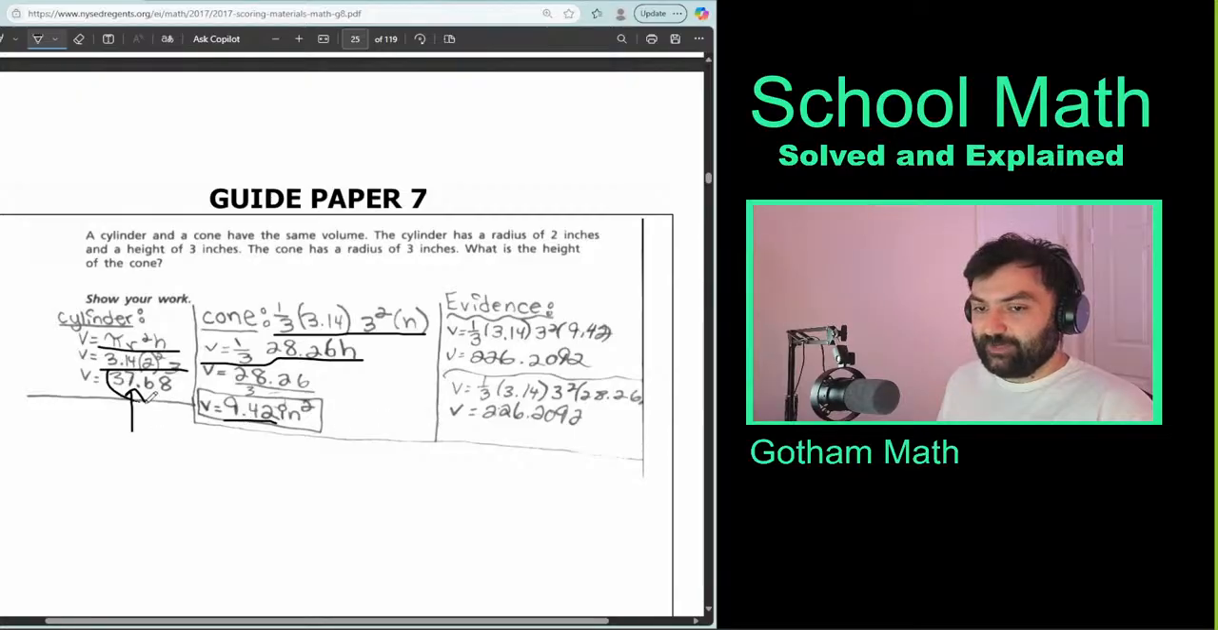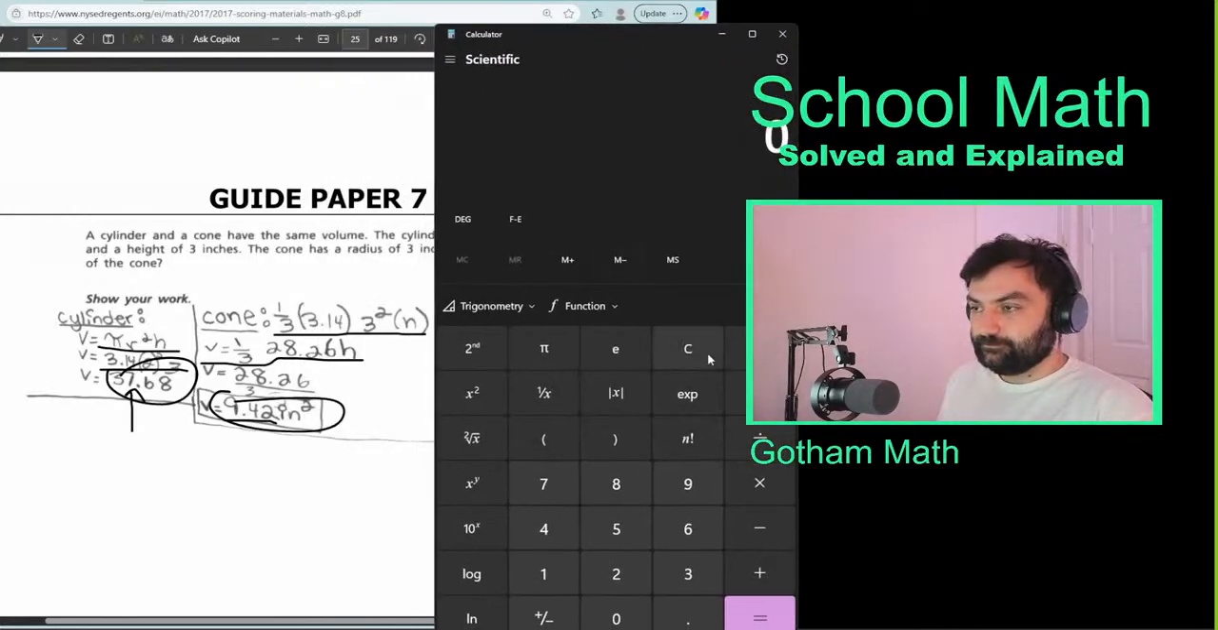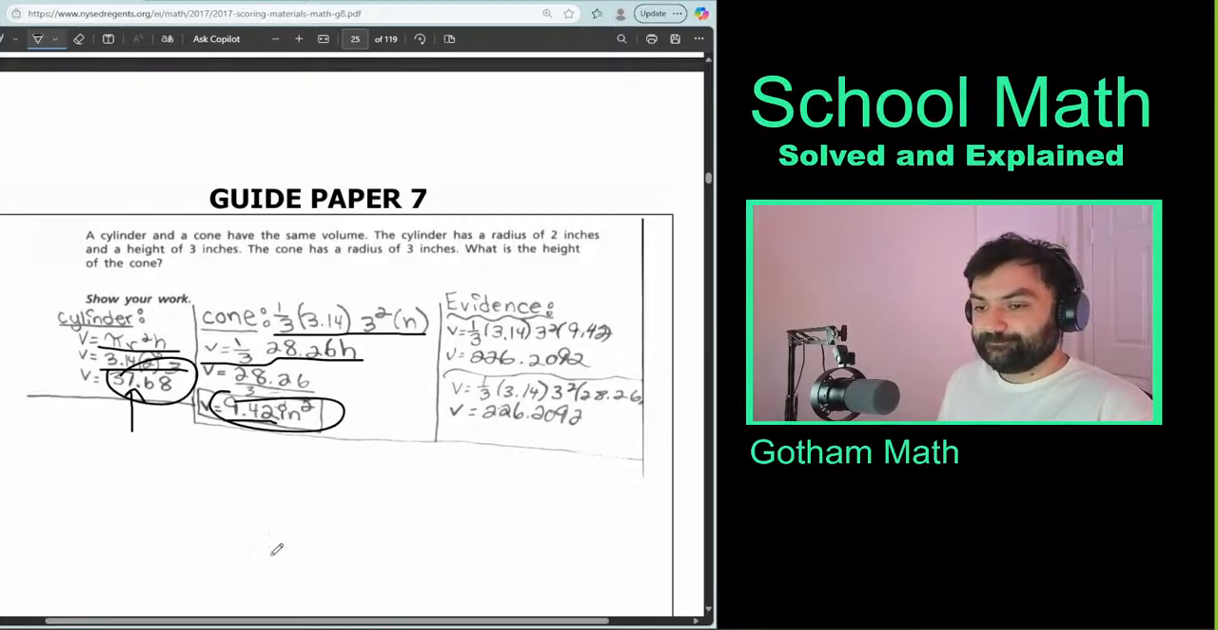Okay, so you had to divide this by that in order to get your answer. Would it be right though? Let's see. It looks right. I mean, it looks close. It is. Look at that. It is 4. So all you had to do is just divide.